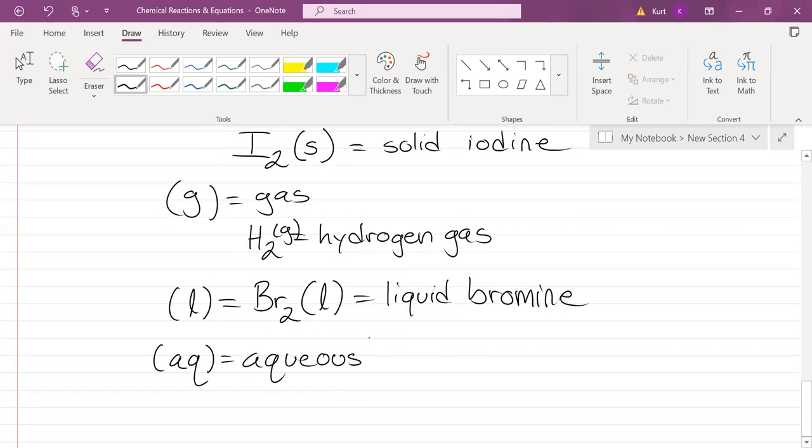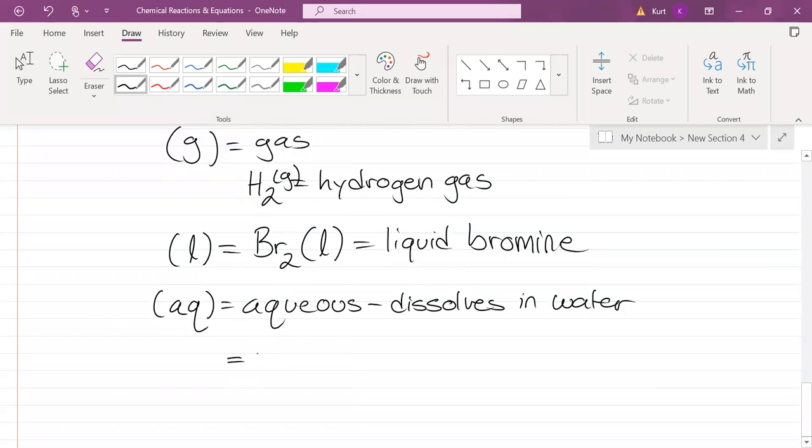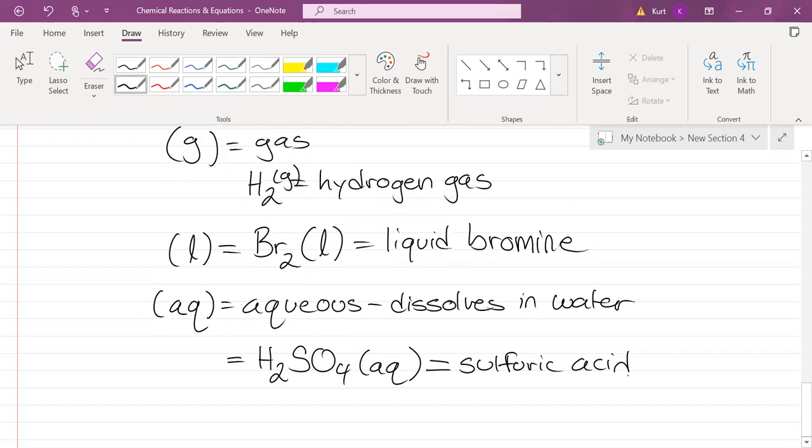Aqueous means it dissolves in water. We talked about this when we did acids. So if I have, for instance, H2SO4 aqueous, anybody tell me the name of that? That is sulfuric acid. The definition of an acid is that when you place it into water, it releases hydrogen ions. So it's aqueous, that means it dissolves in water.